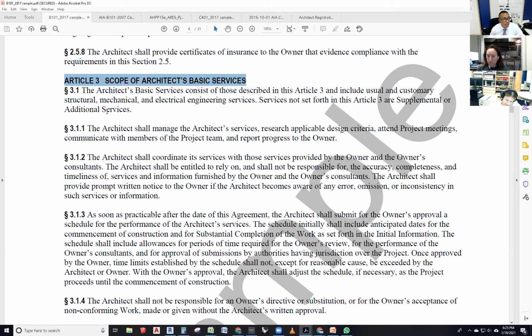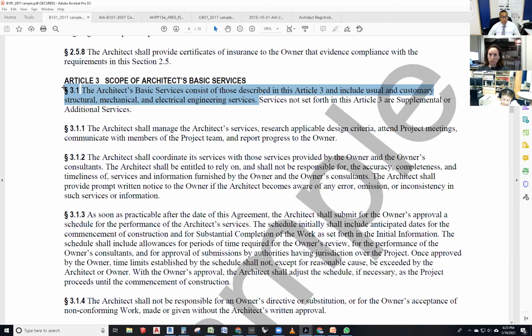So Section 3.1 says the architect's basic services consist of those described in this Article 3 and include usual and customary structural, mechanical, and electrical engineering services. Services not set forth in this Article 3 are supplemental or additional services. So this is more money, right? What they're talking about, supplemental or additional. And they say that it's customary. And this goes back to our very good friend, reasonable and prudent, our very good friend, standard of care. As a standard, architects shall provide structural, mechanical, and electrical engineering services for projects. So it is expected that those will be included with the architect's services.